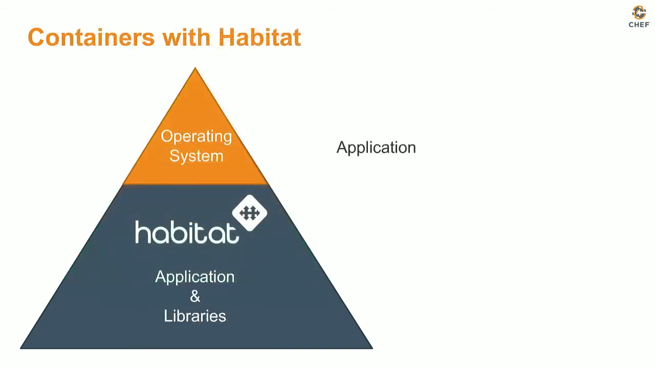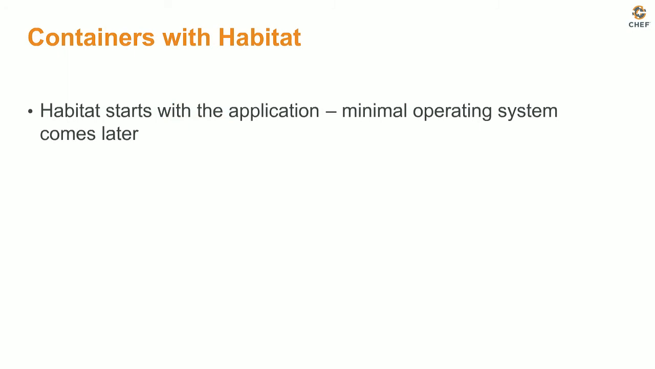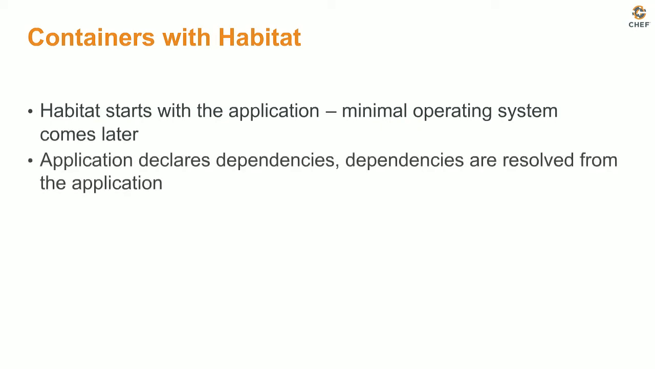Now, Habitat, by contrast, turns this workflow on its head. We start with the application first, those application libraries. So we define the application, we use that application to pull in the libraries that are needed for it, and then we only add in the absolute bare minimum operating system at the very end. This starts with just bin/sh, and then we pull in only the parts of the operating system that we actually need. So again, Habitat starts with the application, a minimal operating system comes later. And the application itself is what declares the dependencies, and the dependencies are resolved from the application. That means we only pull in what that application needs.